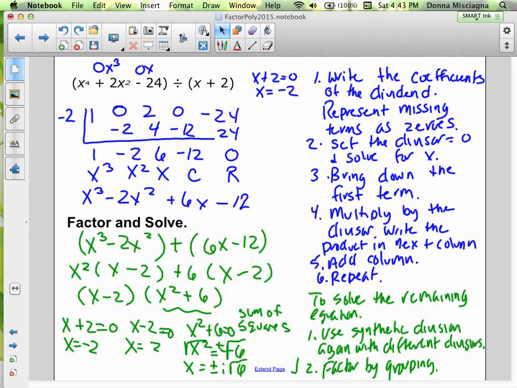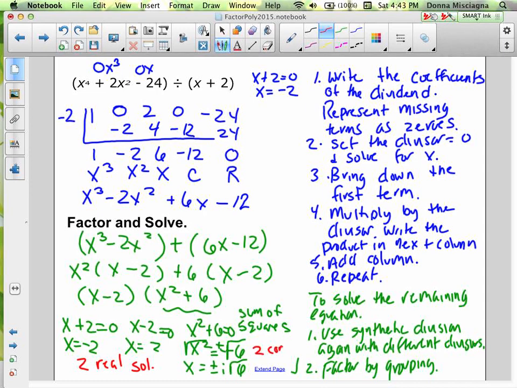So we have 4 solutions, which is what we expect because this is x to the 4th. We have 2 real solutions. If we were graphing, these would be x-intercepts. And we have 2 complex solutions. And those would not be x-intercepts. But we would be able to tell from the graph that we did have 2 complex solutions by the shape of the graph.